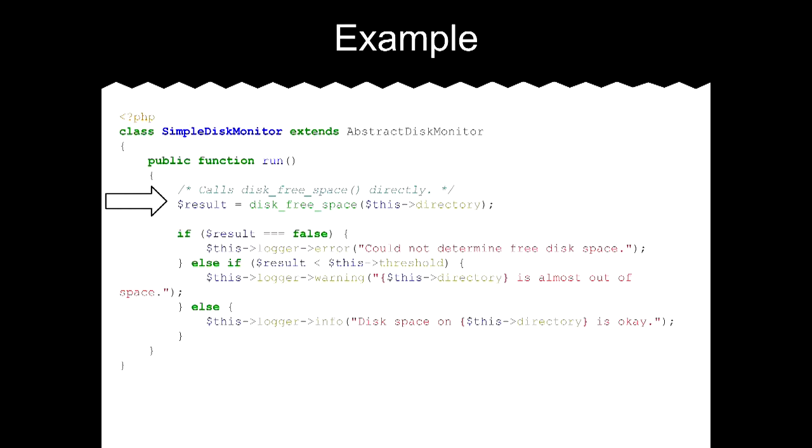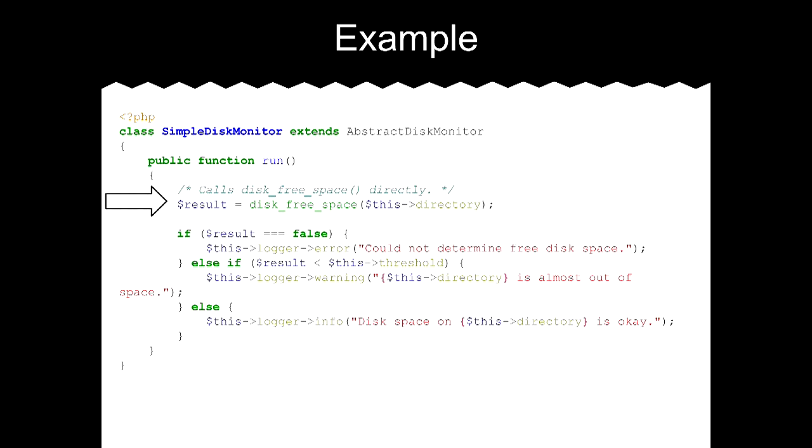And here's an example of a class that's designed to monitor free disk space, and it does so using the global function disk_free_space, which returns the number of bytes on success or false on failure. And the class calls this function directly, and it's therefore not easily tested because we can't control its results.